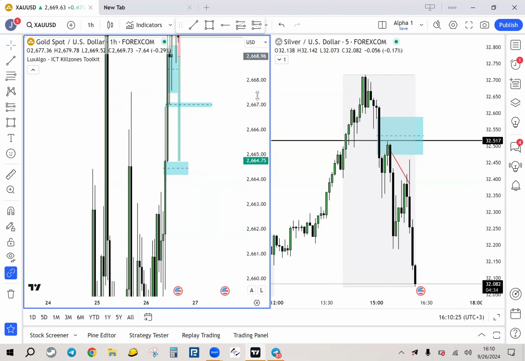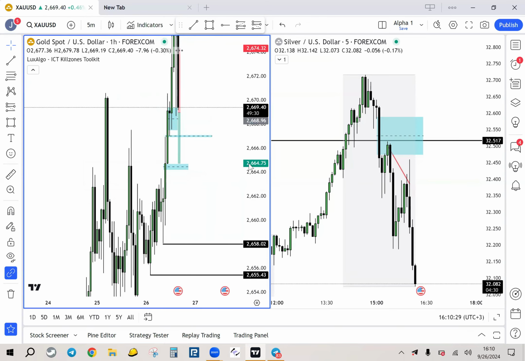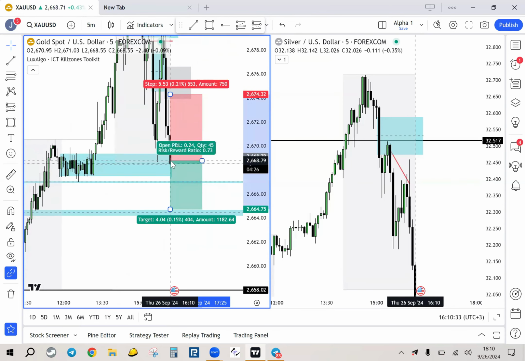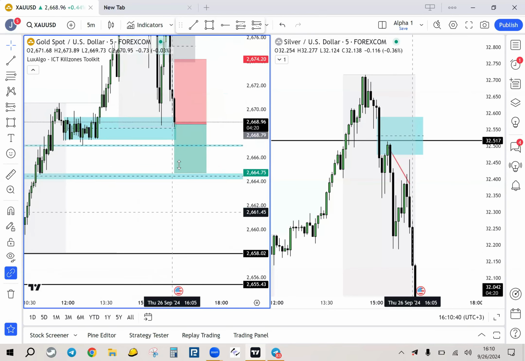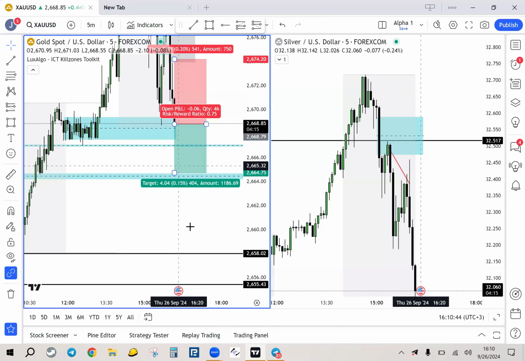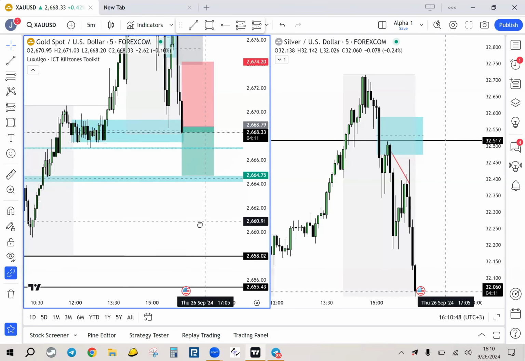Okay, so when price would reach around these areas, I would probably consider taking some profit if I would enter the trade. Okay, so this would be it. Stop loss above there. And you can see you don't really have so much room for the TP. Not too much room for the TP.